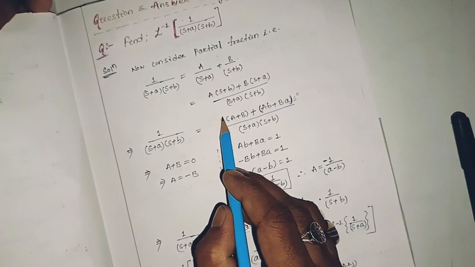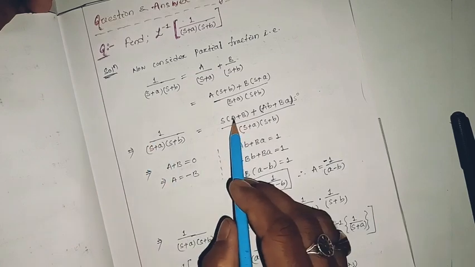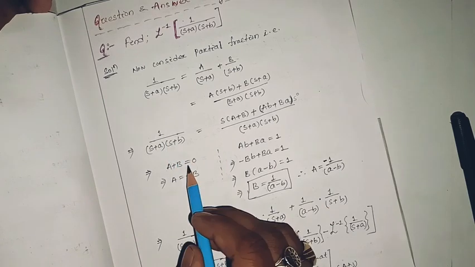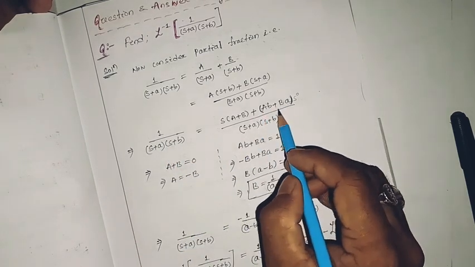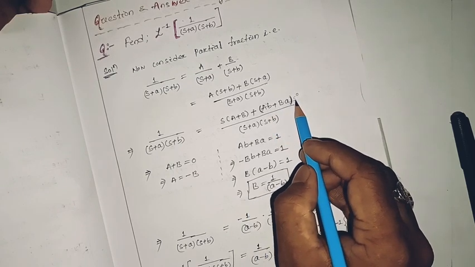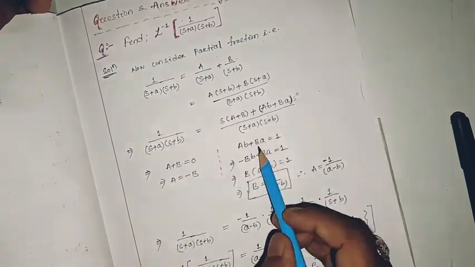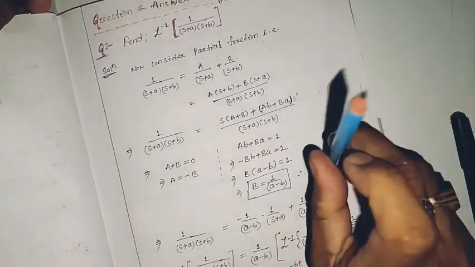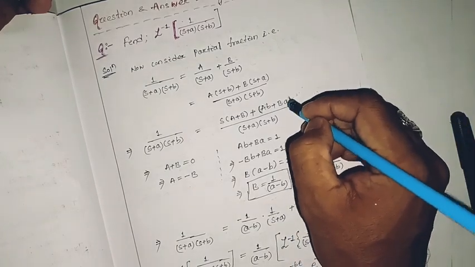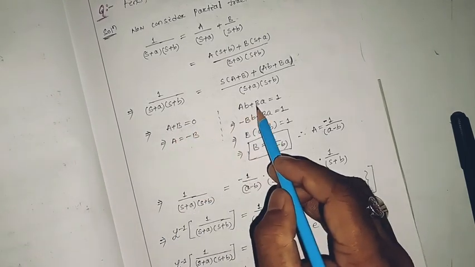So here the coefficient of s is a plus b. This side there is no s term, so the coefficient will be 0, hence a plus b will be equal to 0. Here ab plus ba is the constant, the coefficient of s to the power 0, and on this side it is 1. So ab plus ba equal to 1. Now we found a plus b equal to 0, ab plus ba equal to 1.